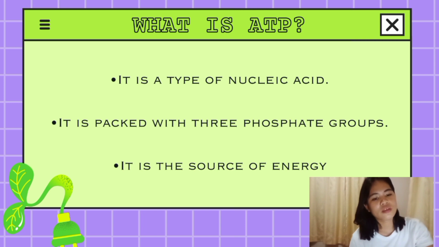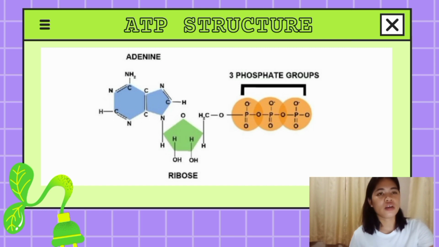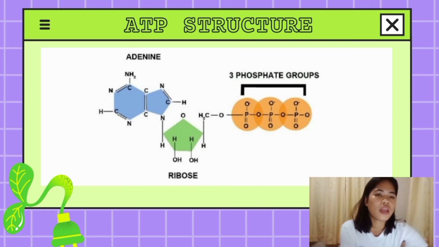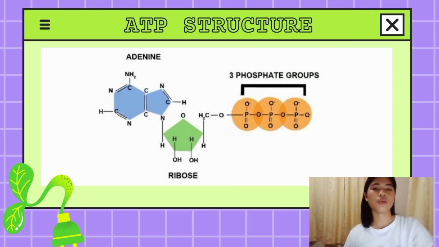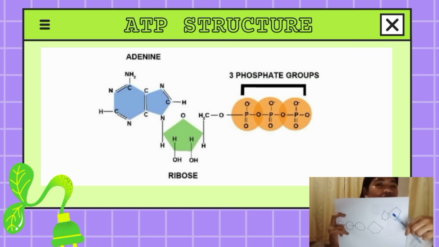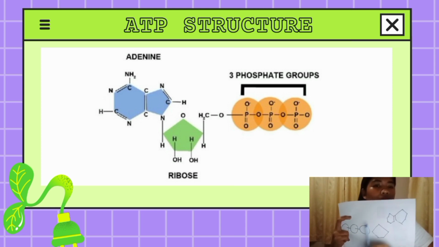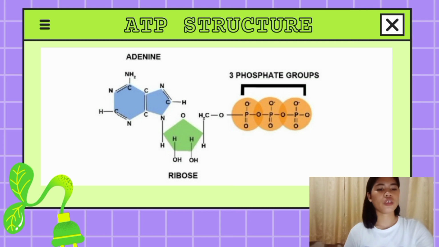ATP is a nucleotide. It has a nitrogenous base attached to a sugar molecule with three phosphate groups. The base is referred to as adenine, the sugar as ribose, and then the three phosphate groups. As you can see in my drawing, this is the adenine, this is the ribose, and these are the phosphate groups. These molecules provide energy for various biochemical processes in our body, such as oxidation and reduction.